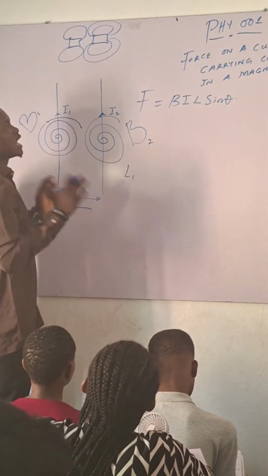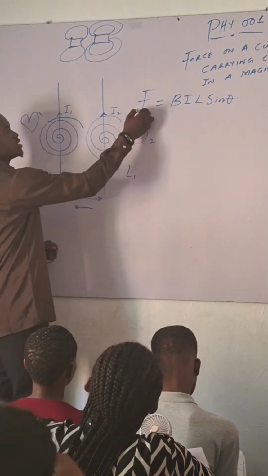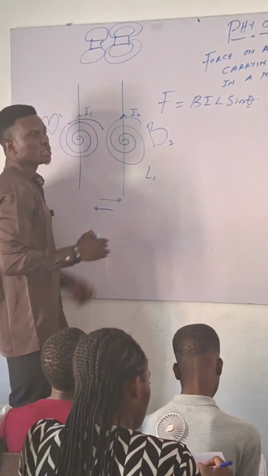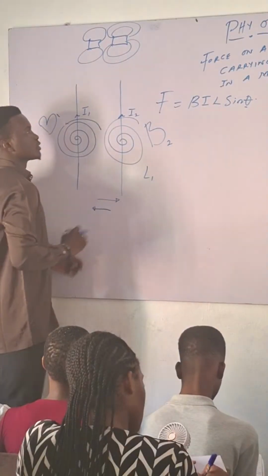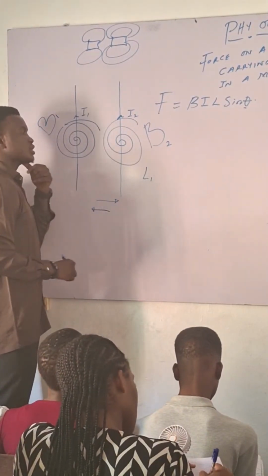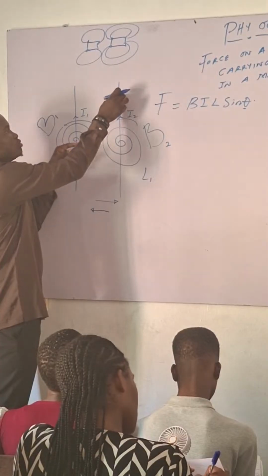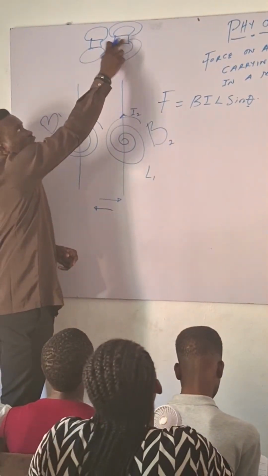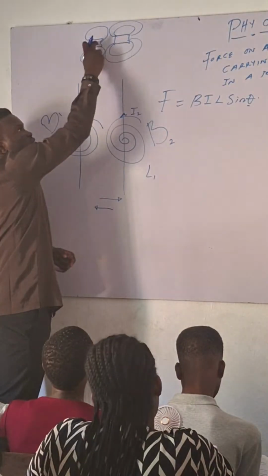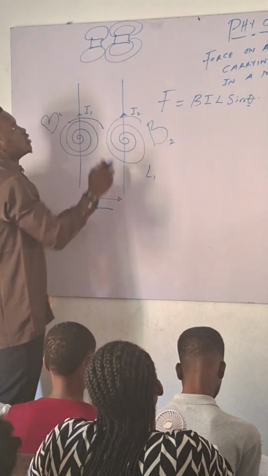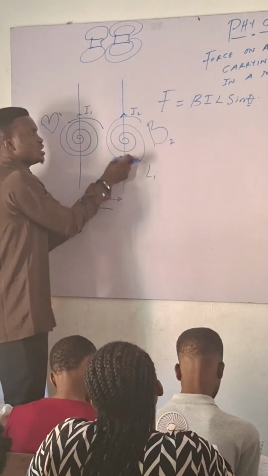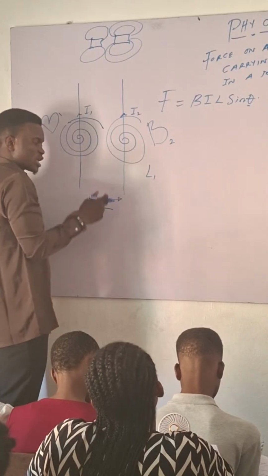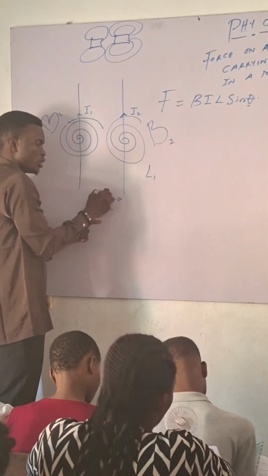Now, apparently, for this force to be maximum, we always want this theta to be 90 degrees, to be perpendicular to the field. But for explanation's sake, this wire, being in the field of this magnet, experiences a force. This magnet, being in the field of this wire, experiences a force too. So now, this wire too, being in the field of this wire, is going to experience a force, which can either be attractive or repulsive.